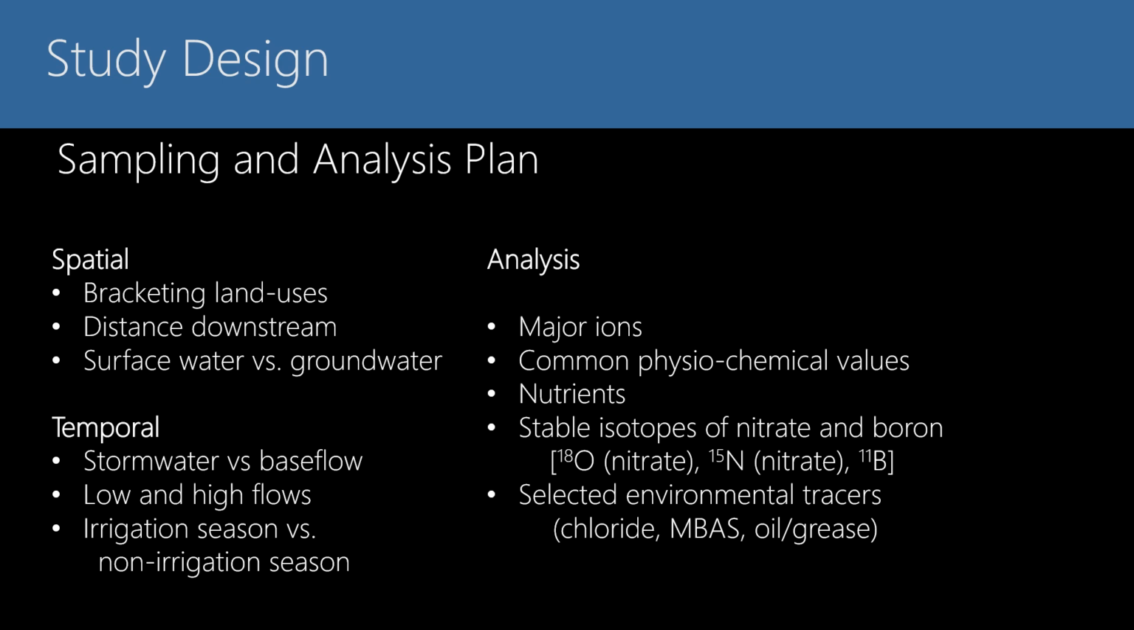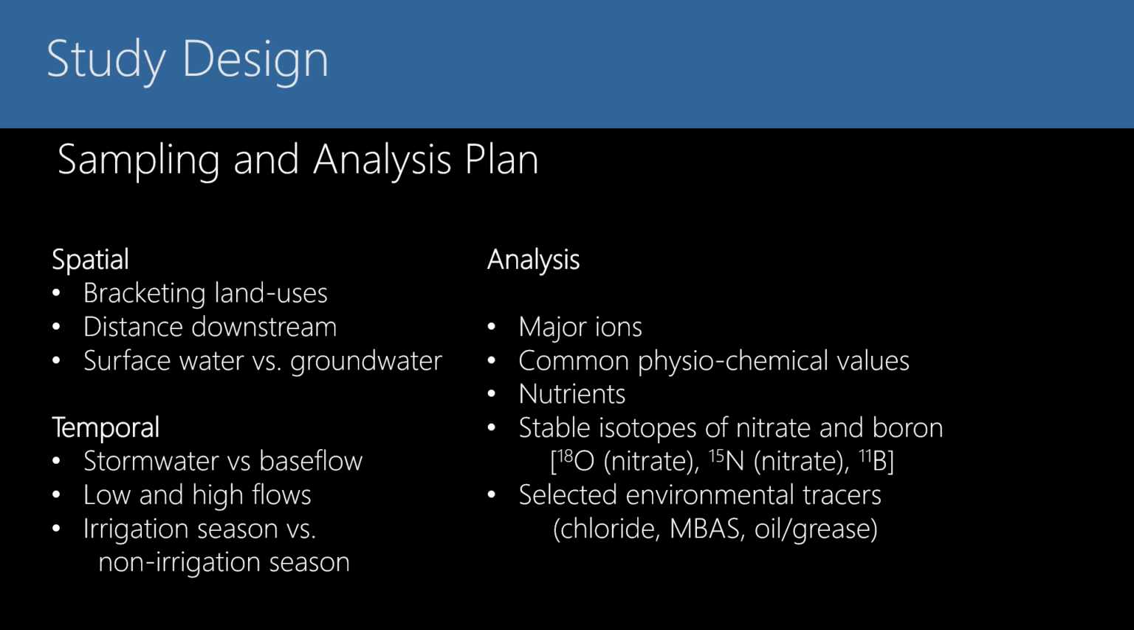A study design was needed to address the complexities in land use and other spatial and temporal variables. So I designed the study to look at some of these different variables. Spatially, we bracketed different land uses, collecting samples upstream and downstream of known different land sources like urban or agriculture. We also collected samples with distance downstream to see if there were changes as water was exported out of the basin. And we also looked at differences between surface water and groundwater using both shallow and deep wells, as well as at a stream gauge.